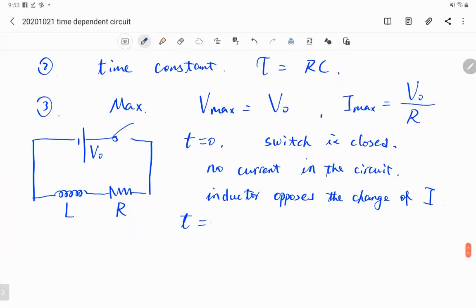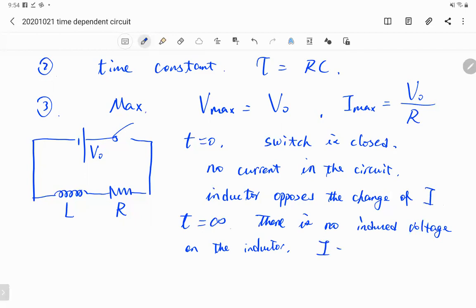But when time goes to infinity, everything is stable. If the current is stable, there's no induced voltage on the inductor. That means all the voltage is across the resistor. In this case, the current in the circuit is equal to the battery's voltage over the resistance, and the inductor is treated as a wire.